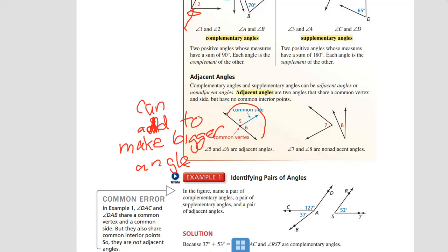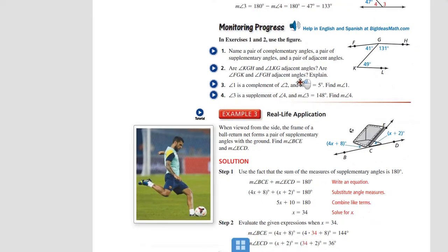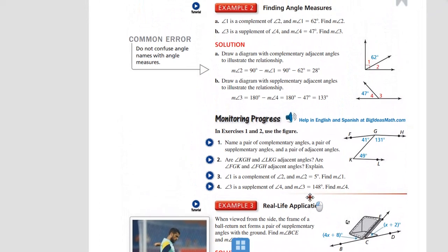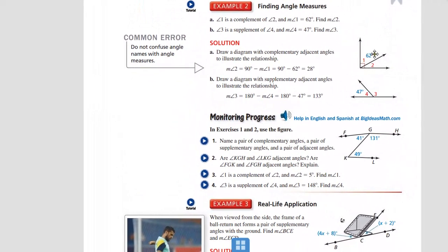Let's look if there's some more adjacent. So these guys are adjacent. These guys are adjacent. These are not. They share a side, but they don't have the same vertex. So these are not adjacent.